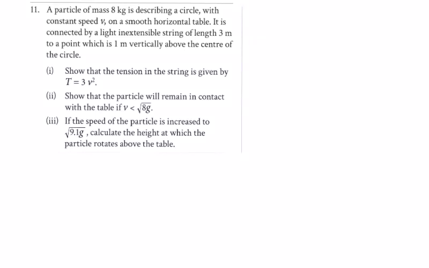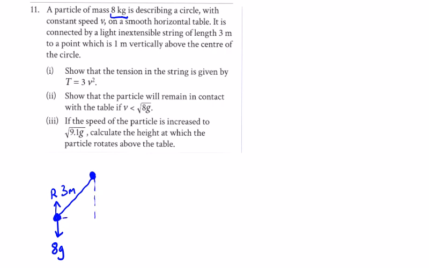Question 11, we have a particle of mass 8 describing a circle with constant speed v on a smooth horizontal table. Connected by a light inextensible string, 3 meters long, 8 kilograms, 8g. It's on the table, so there's a reaction at the table.